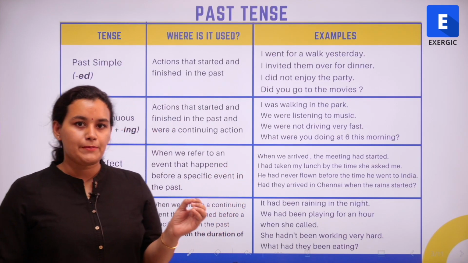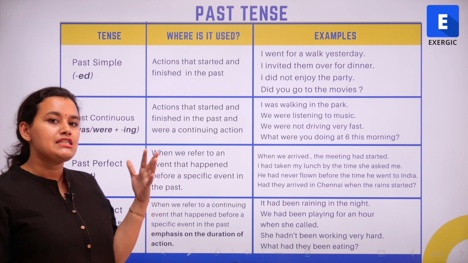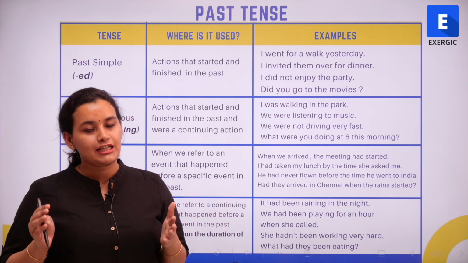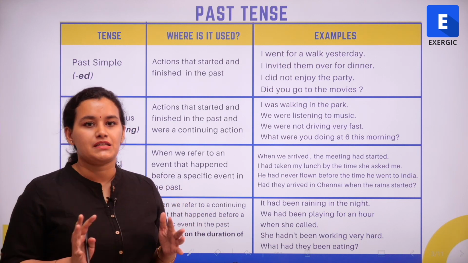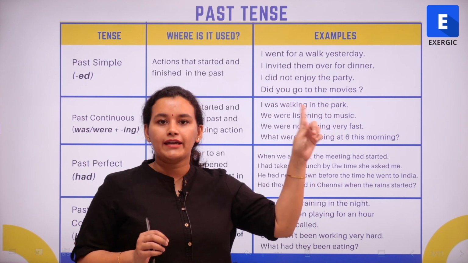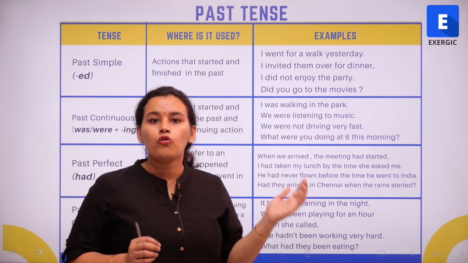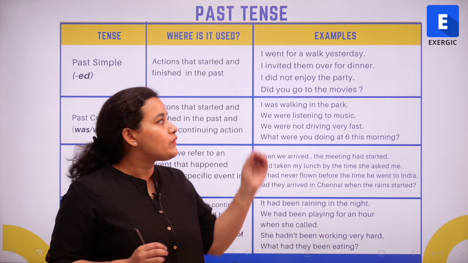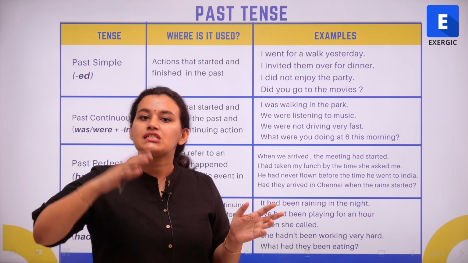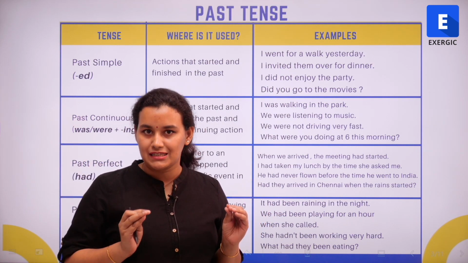So the first type of past tense we have is the simple past tense. Simple past tense is used for actions that started as well as finished in the past. For example, I went for a walk yesterday. I invited them over for dinner. So inviting them over for dinner is the action which started and ended in the past. So we are using the simple past tense.